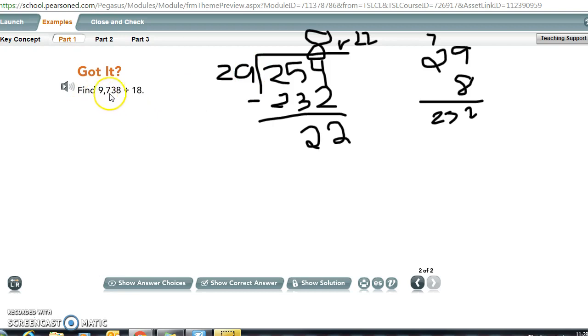Find 9,738 divided by 18. This is one that I want you to do in your notes. Show all of your work and circle your answer. Okay, when you are done, go ahead and move on. Again, take your time, show your work. All right, and I'll be checking these tomorrow.